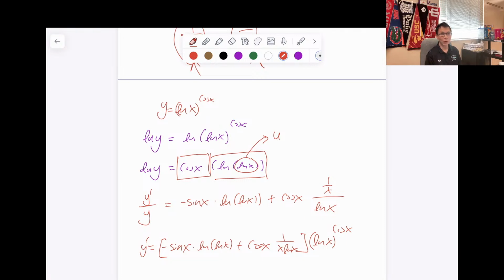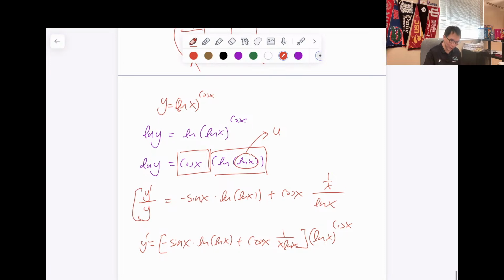I moved the y to the other side, so I multiply both sides by y. So y and y cancel out, and this becomes y. y is the equation here.